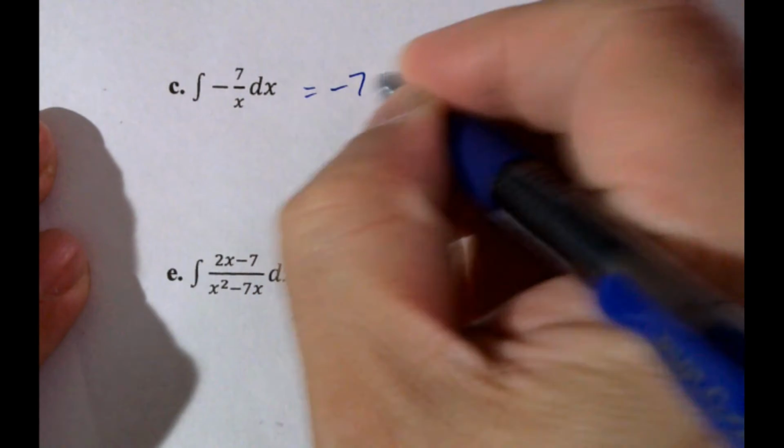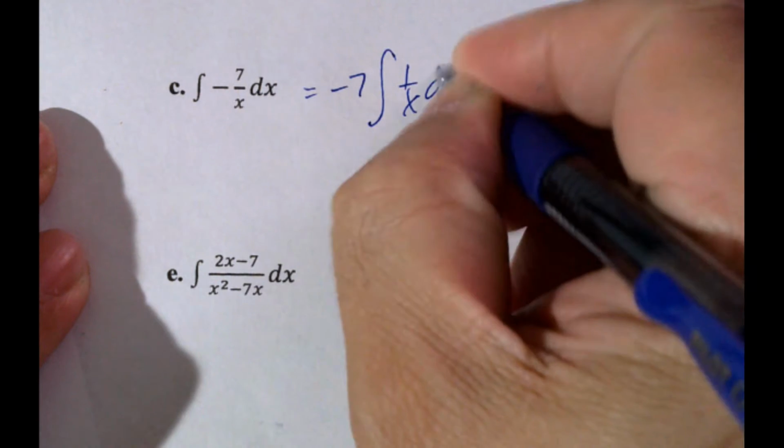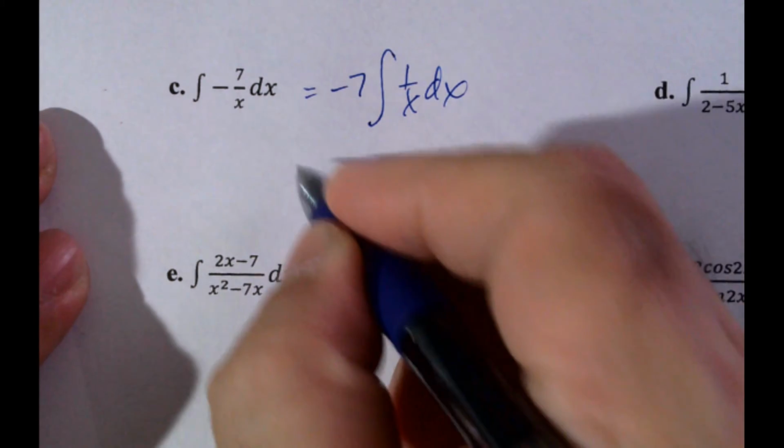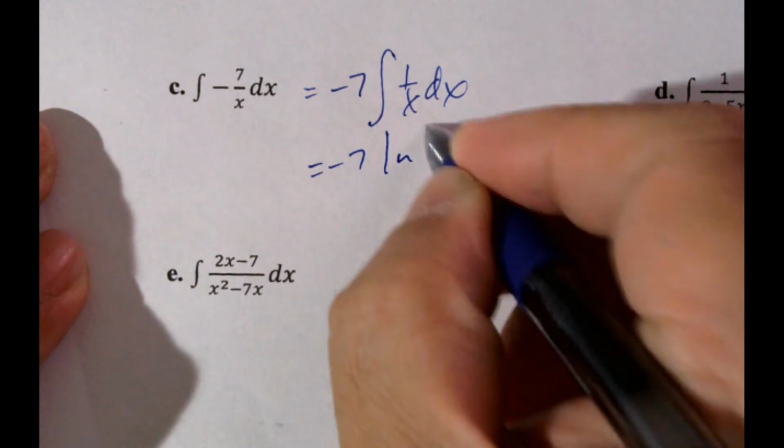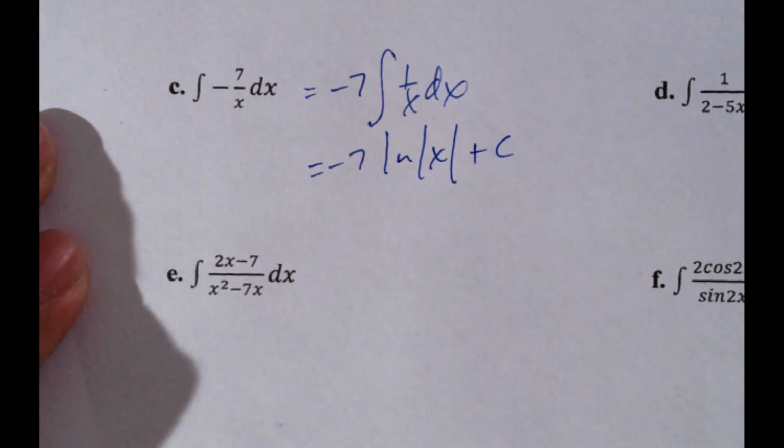All right. This is the same thing as -7 times the integral of 1 over x dx. So I can integrate that. So it's -7 natural log of absolute value of x plus c. And yeah, that's sufficient. D.